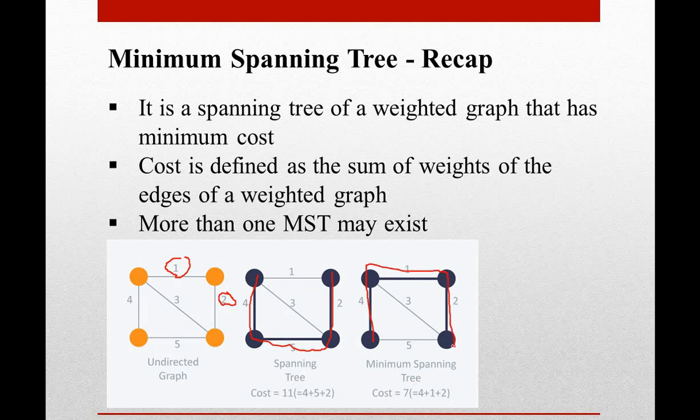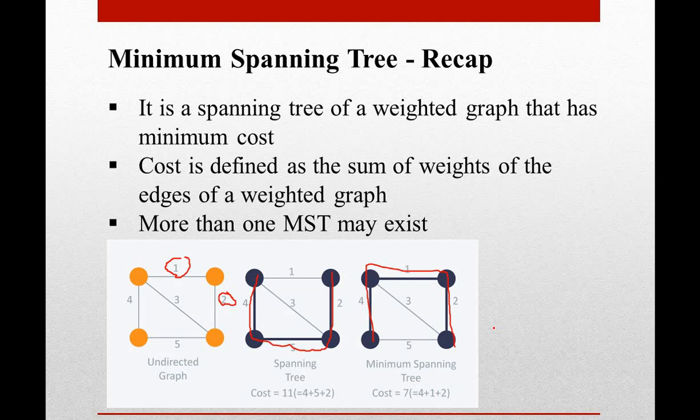So this is the one, and the cost of this particular tree is 4 plus 1 plus 2, which is 7. As you can see, this is the one with the minimum cost, and you can enumerate all the spanning trees for this particular graph and then find that this is the one with the least possible cost. So obviously this is the minimum spanning tree.